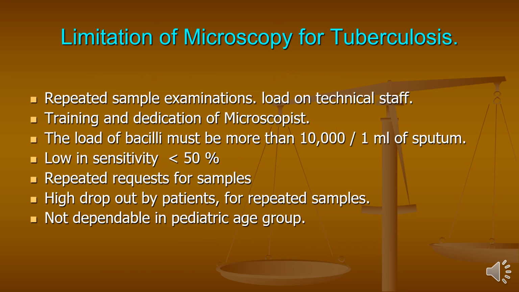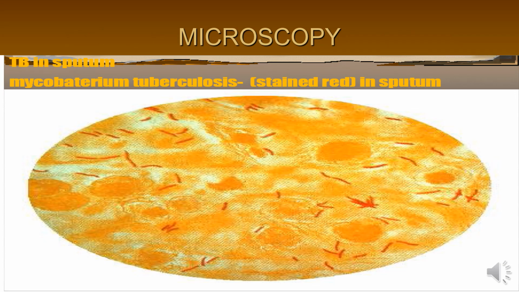Limitations of microscopy in tuberculosis. Repeated sample examination is required, along with load on technical staff, and training and dedication of microscopists. The load of bacilli must be more than 10,000 per ml of sputum, so sensitivity is low, less than 50%. There are repeated requests for samples, high dropout by patients for repeated samples, and it is not dependable in pediatric age groups. So this is how your AFB stain will look.